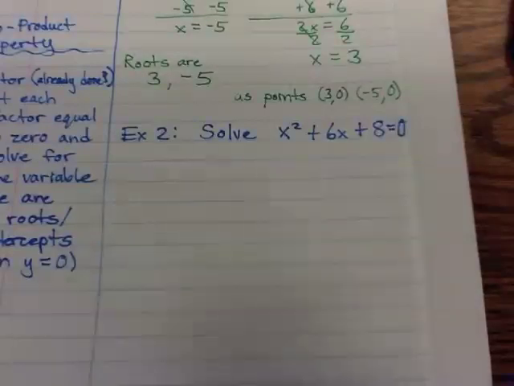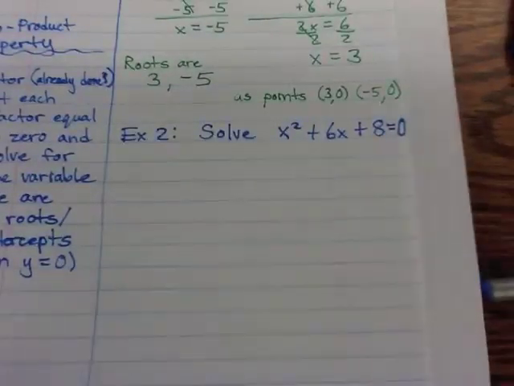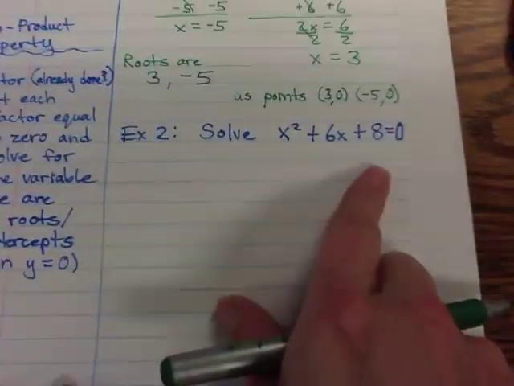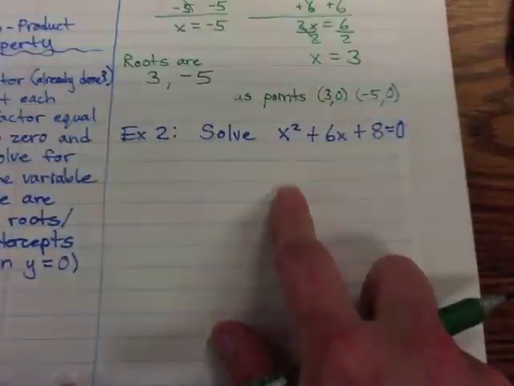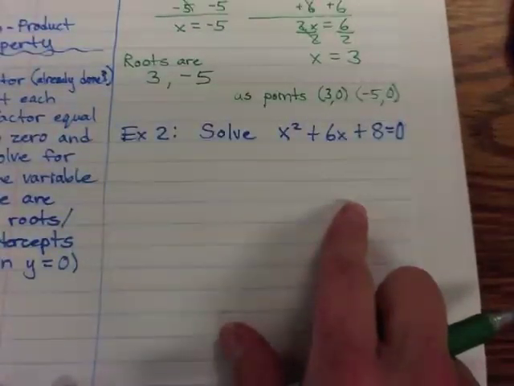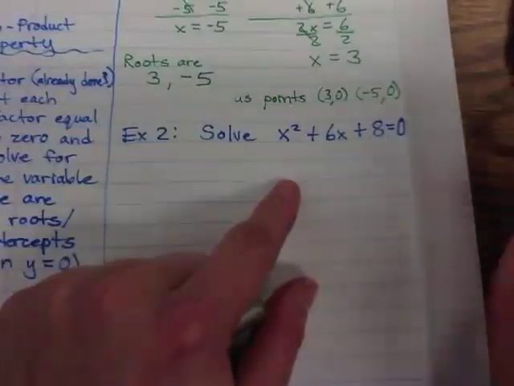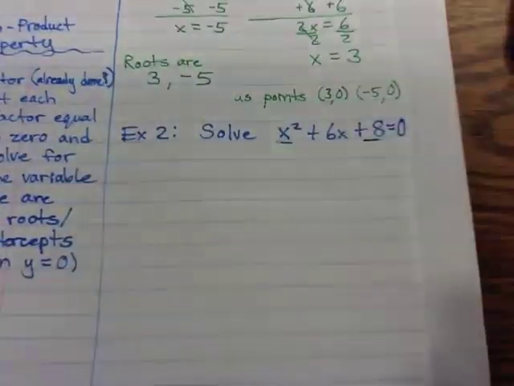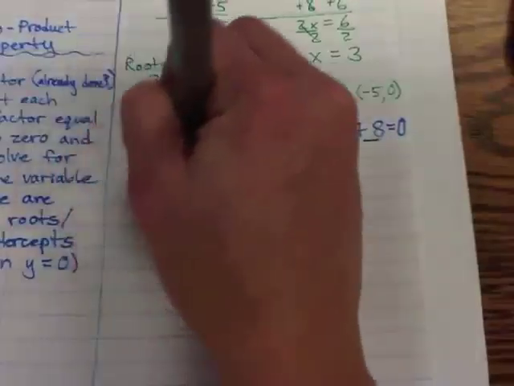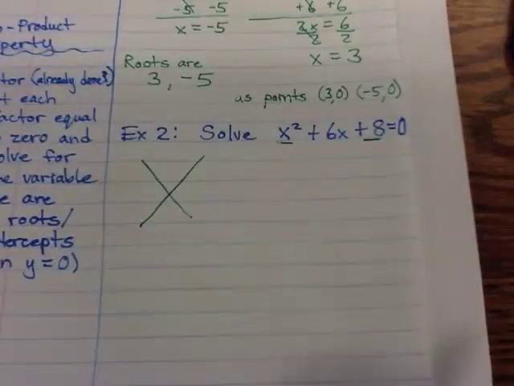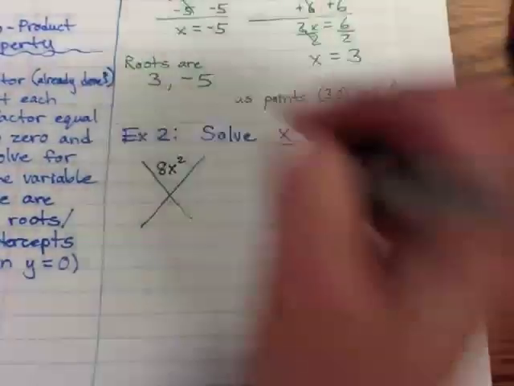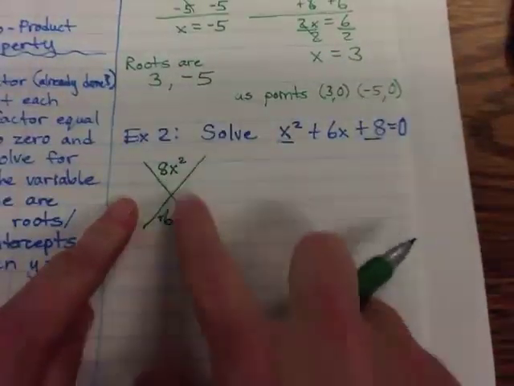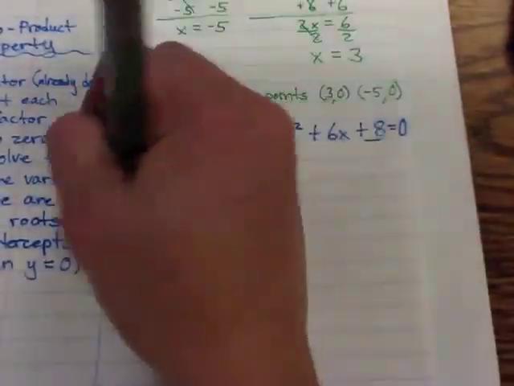So who remembers what we're going to do to factor? It's a trinomial, ax squared. Diamond and rectangle. So what am I going to underline? X squared and positive 8. What goes at the top of my diamond? 8x squared. And 6x goes at the bottom of the diamond. What's going to multiply to be 8 and add to be 6? 4x and 2x. Good job.